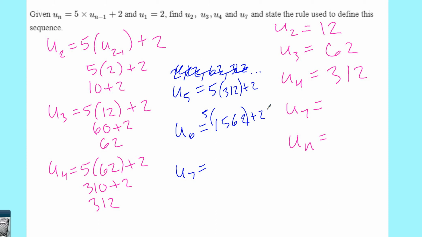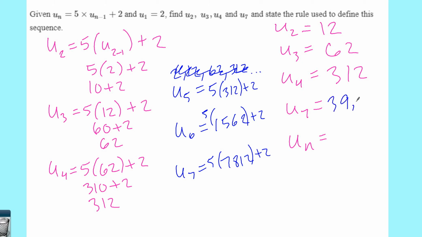Hold on, let me make sure I'm doing this right. 5 times 3, 12. Did I do that right? Yeah, 15, 60, yeah, plus 2. Okay, times 5 plus 2 is 7, 8, 12. So 5 times that plus 2 is our 7th term.